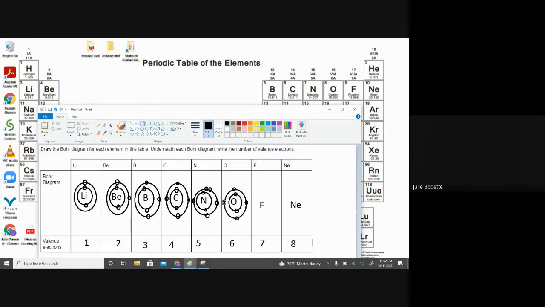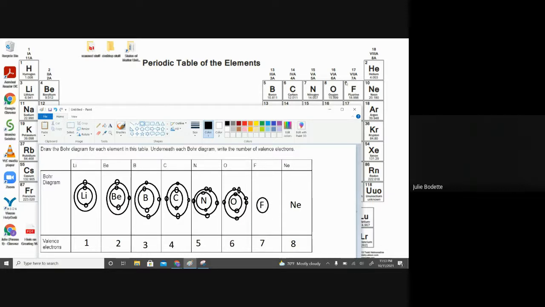So 1, 2, 3, 4, 5, 6, 7, 8. So that's 8 dots here, 8 electrons total. That matches up. And there are 6 dots in the second shell, which goes with the 6 valence electrons.